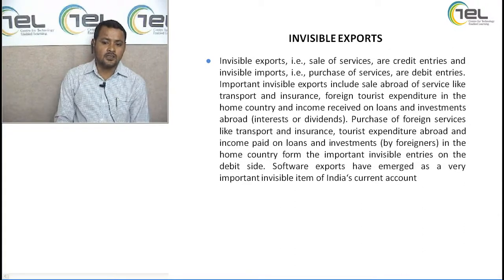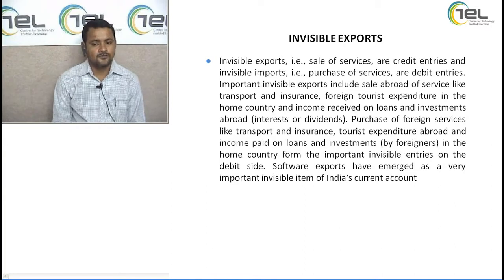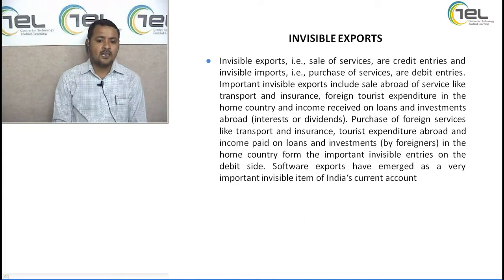Next come the invisible exports. The invisible exports are called services. The sale of services, that's the invisible exports, are all credit entries, whereas invisible imports, that's the purchase of services, are debit entries. Services include transport, insurance, tourism, payment of dividends to outsiders, NRIs, foreign institutional investors.